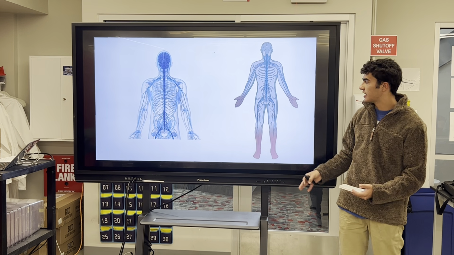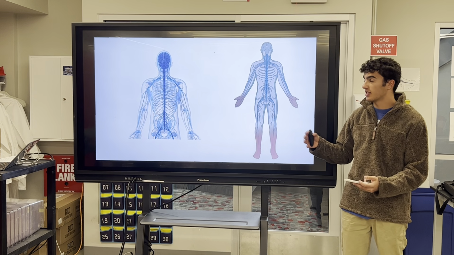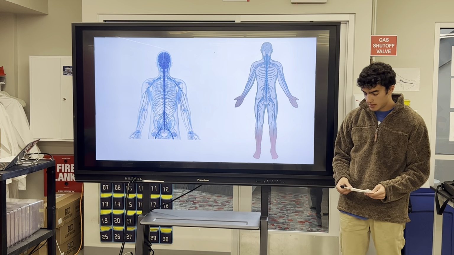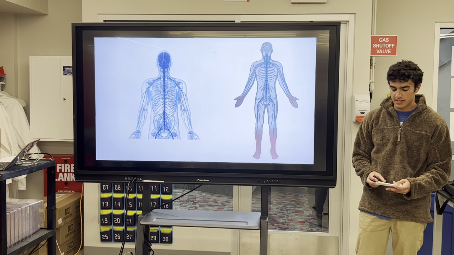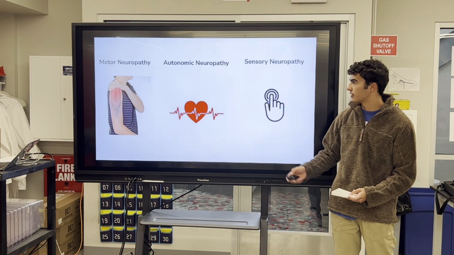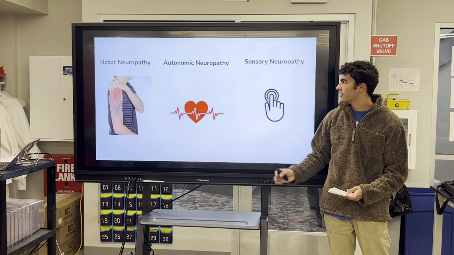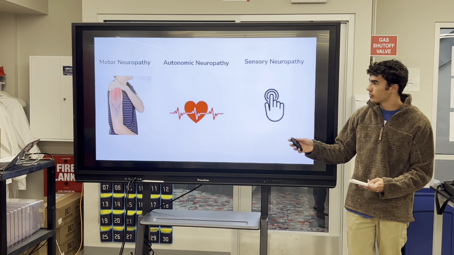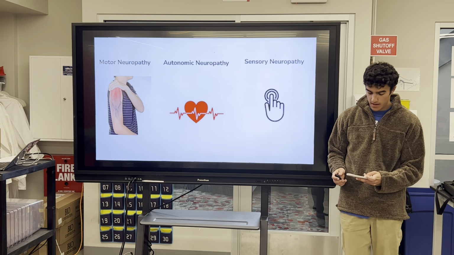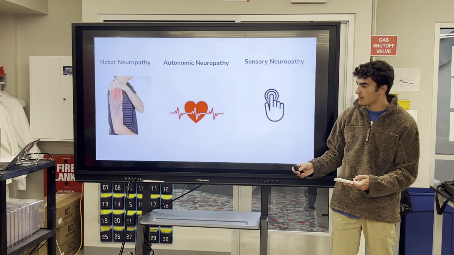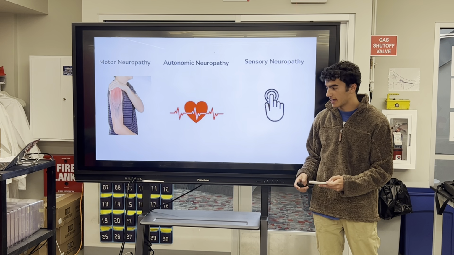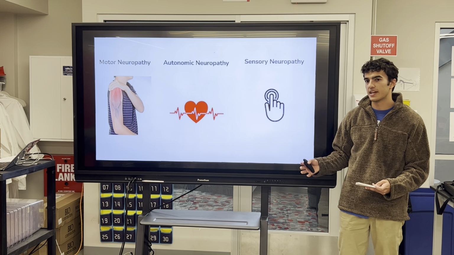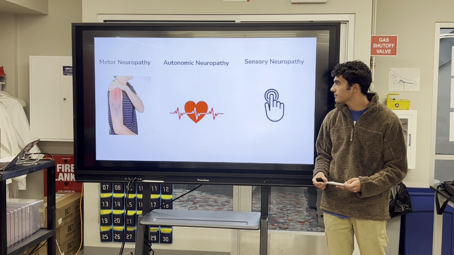When these nerves are damaged, they can no longer carry the signals properly, which can lead to a wide range of symptoms. These symptoms are usually broken down and categorized into 3 categories. There's motor neuropathy, autonomic neuropathy, and sensory neuropathy. Motor neuropathy is caused by damage to the nerves that control muscles and movement in the body, and therefore cause symptoms such as muscle twitching, muscle weakness, or in severe cases, complete loss of motion.